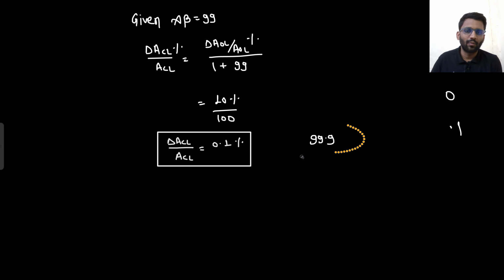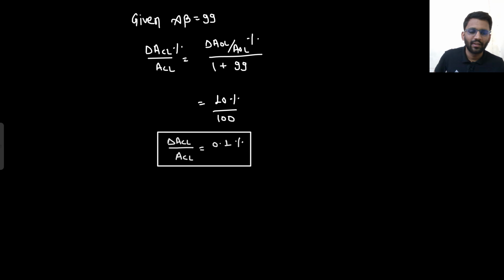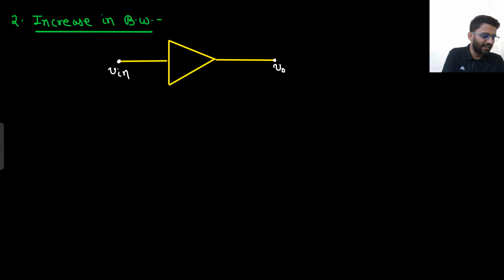Also you can remember this formula as well. The percentage change in closed loop gain will be 1 by 1 plus A beta times the percentage change in open loop gain. You can keep this in your mind, right? This will be used in examination if they ask any 1 mark question from it. Well and good. Let's check what is the second thing that we can improve with the effect of feedback.